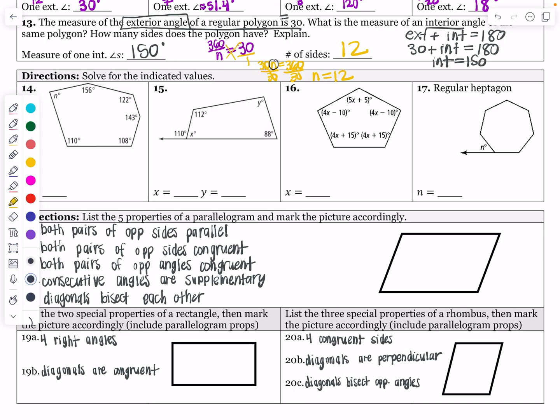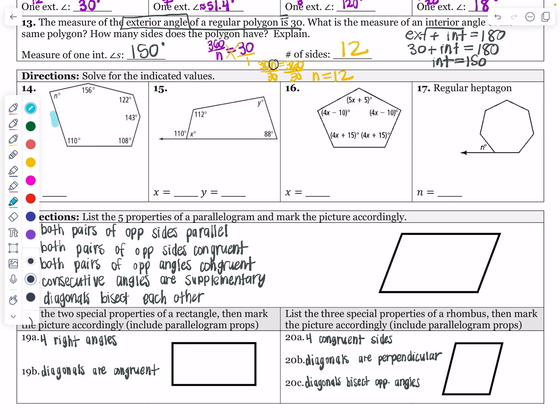Okay, for this next set of directions, it says solve for the indicated values in number 14 through 17. So what you need to do here is use the previous idea that every single one of these pictures has a different number of sides, and so the interior angle sum is going to change for each of those. So the first thing that we're going to do is calculate the interior angle sum.